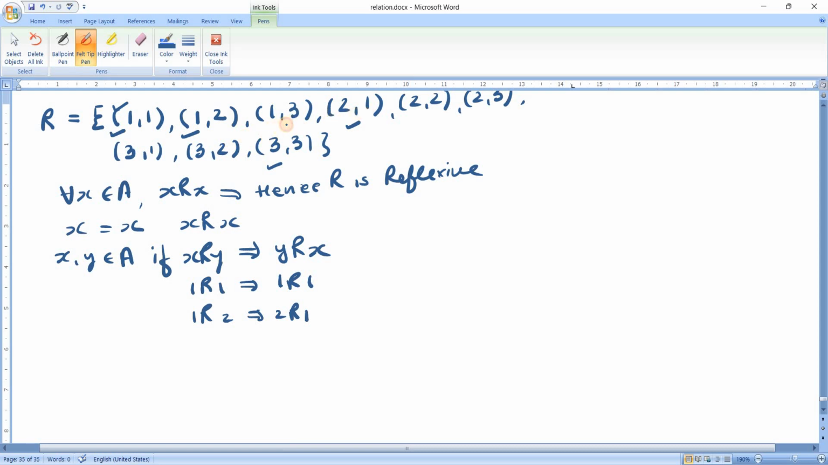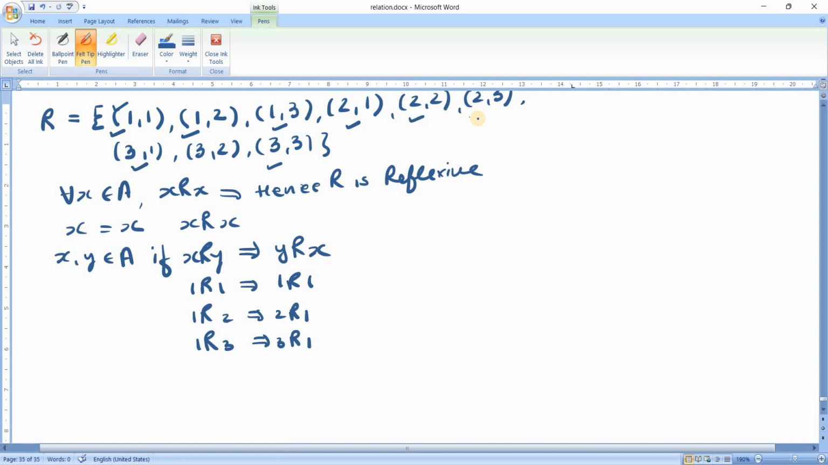That's also true. Next is 1 comma 3. So for 1 comma 3, we should also have 3 related to 1. So we can see this is 1 comma 3, and here we have 3 comma 1. So this is also true. Next is 2 comma 2. Definitely for 2 comma 2, we have 2 comma 2.